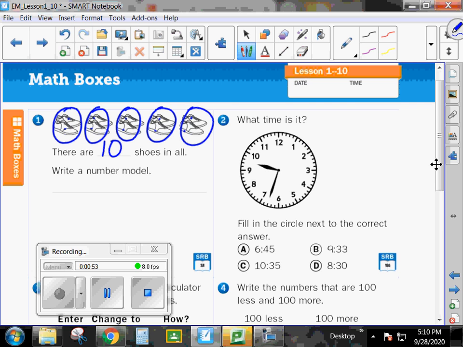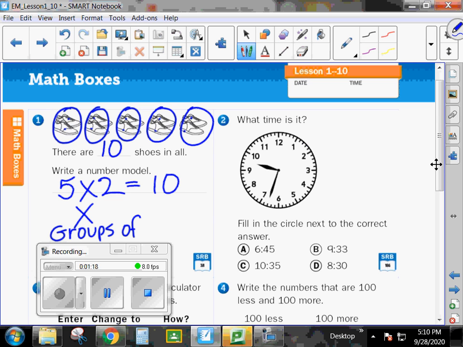Okay, there are 5 groups of shoes, right? 5 groups of how many shoes are in each group? 2. 5 times 2 equals 10. Remember that multiplication symbol can be replaced with the words groups of. So we have 5 groups of 2 shoes to equal 10.